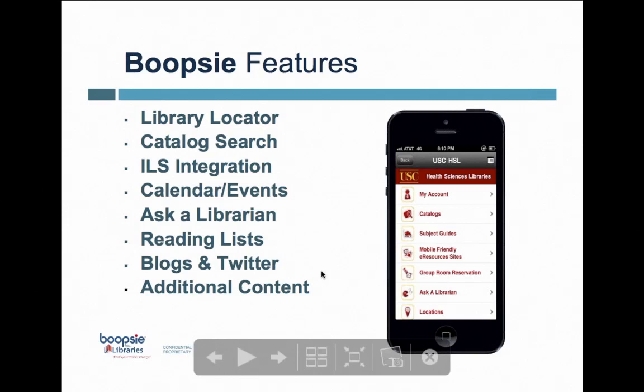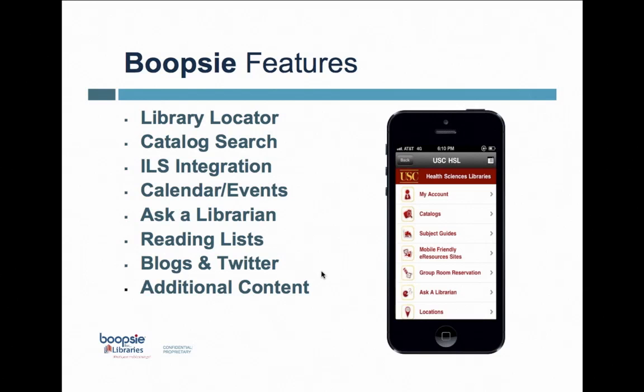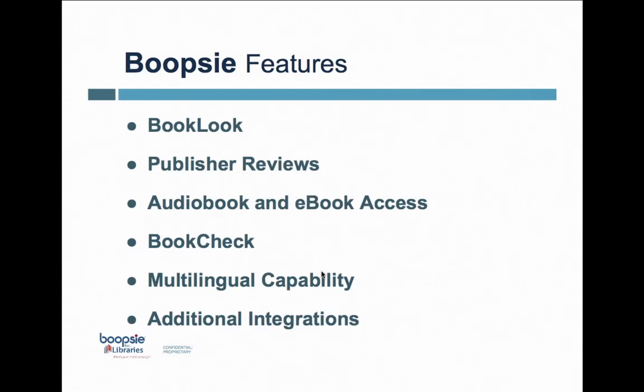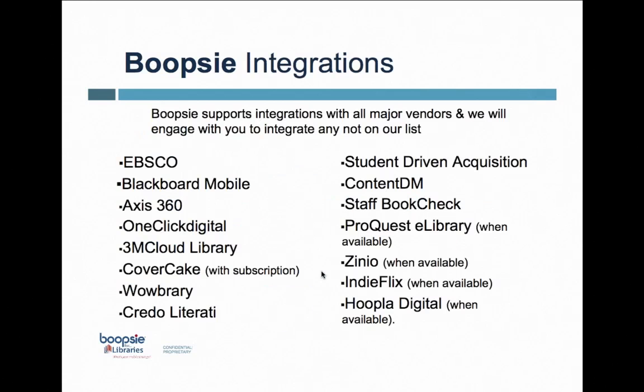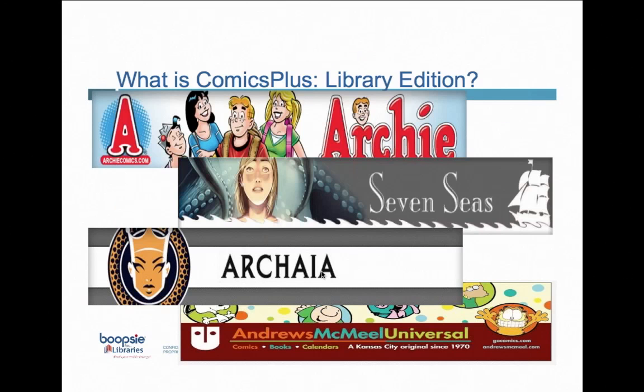So if there's something unique about your library, let's say you have a library tour, we do have a couple of customers that have that, or shuttle tracker, or room reservations. So we can do one-off things like that as well, which may be unique to your library. Some other features, again, I already discussed Book Look, and then of course audiobook and ebook access, multilingual, and additional integrations. So here are some of our integrations, and this is not a dispositive list. It is some of our list. So as you can see, really great. I've already touched on these, and we'll go ahead and integrate these right into your app.